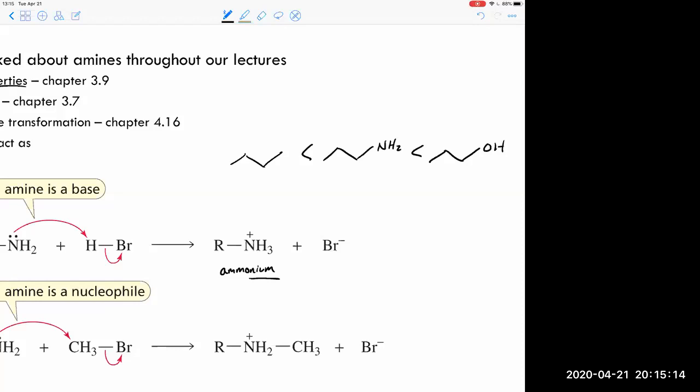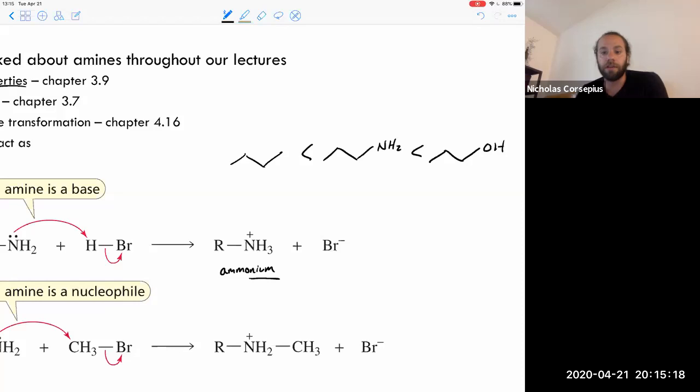Boiling point is synonymous with this concept of intermolecular interactions. So how strongly can one alkane molecule interact with another alkane molecule? Not very strongly because they don't have any sort of polar groups.